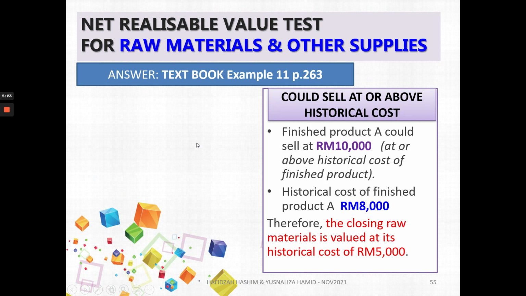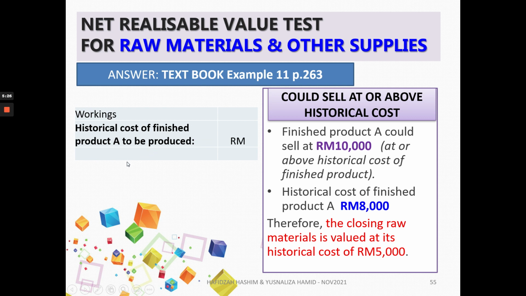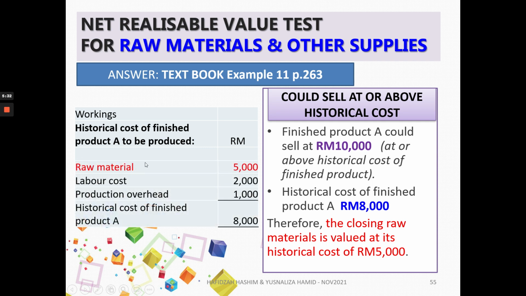So what you need to do is first calculate the historical cost of finished product A. That will comprise the raw material, which will be used to manufacture product A, and labor cost and production overhead. So therefore the historical cost of the finished product A is 8,000. However, the historical cost of the raw material is 5,000, right? So let's look at how we decide whether or not the raw material should be written down.